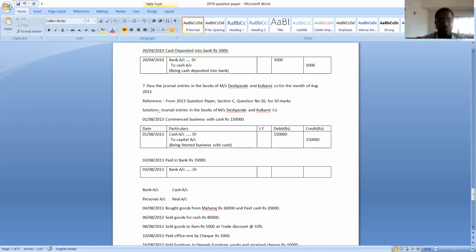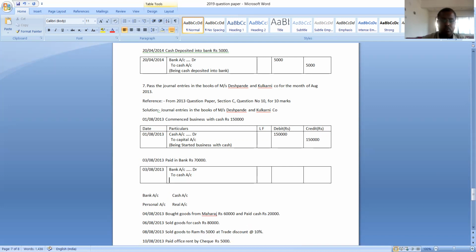To which account? To cash account because cash goes out of the business. In the next line, we should write narration. What is the narration? Being paid into bank, or deposited into bank. Understood. Okay. Ledger folio column is nil. Debit column. How much is paid into bank? 70,000 rupees. So debit column 70,000. Credit column 70,000. Okay.